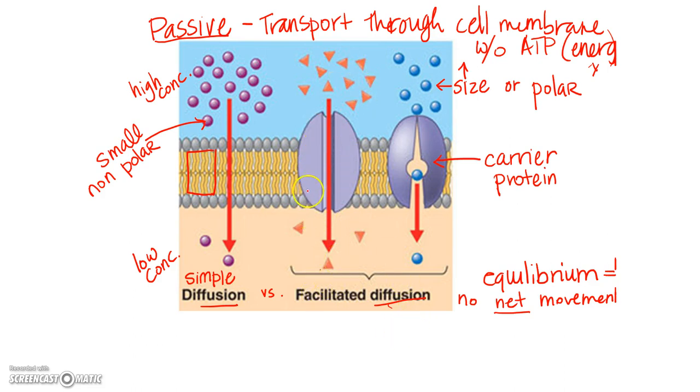Now, this guy right here, this is what we call a channel protein. Rather than open and close like a Pac-Man mouth, this is simply a tunnel. And so if these things are shaped the right way, exactly the right size, and the right polarity, they will be attracted to the inside of this protein and find their way through.